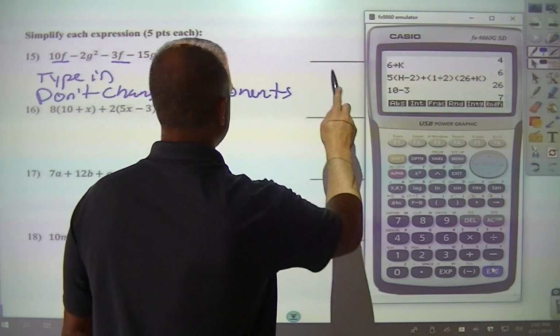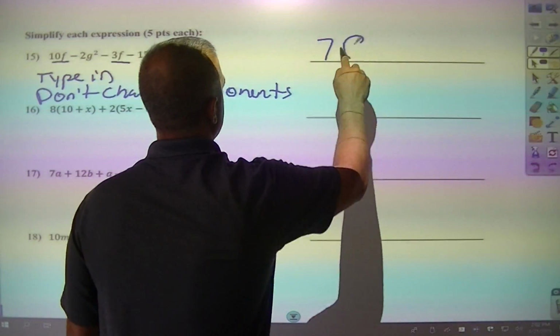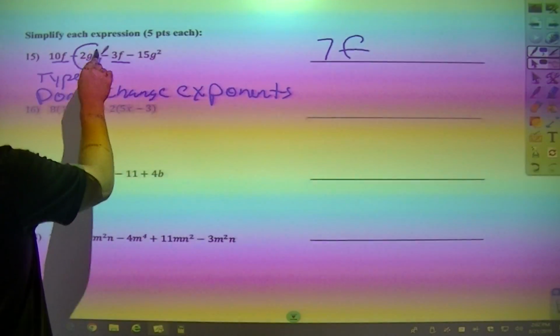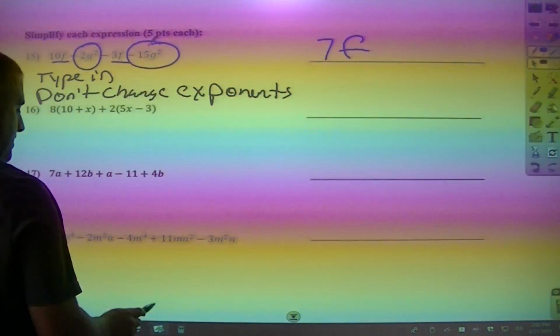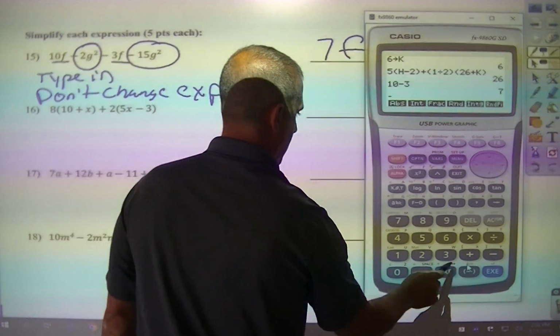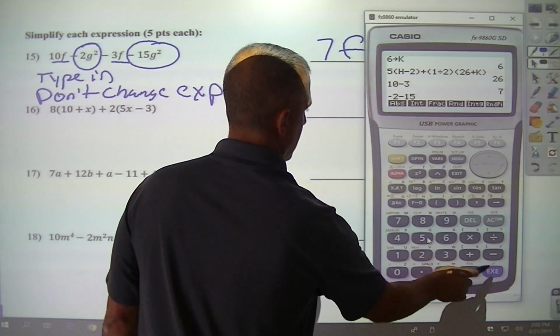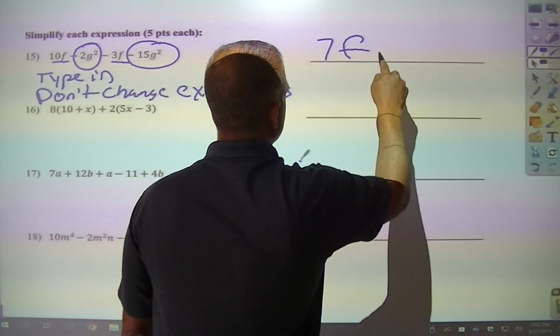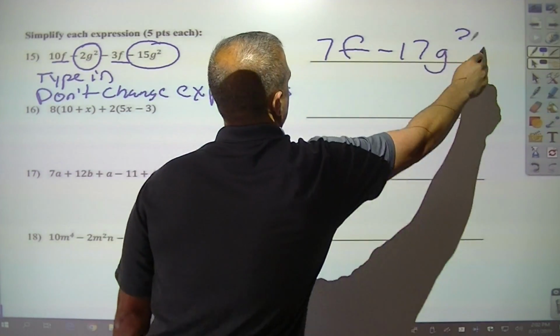And then what that becomes is 7f. Then I would do -2 and -15, -2 minus 15, -17g squared. Okay?